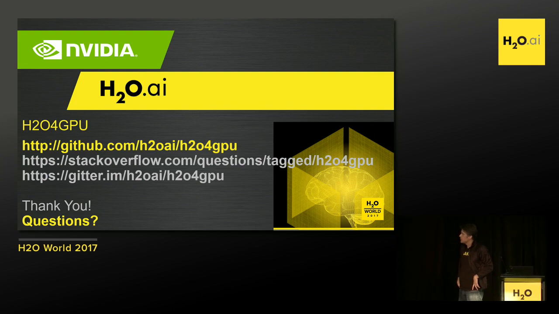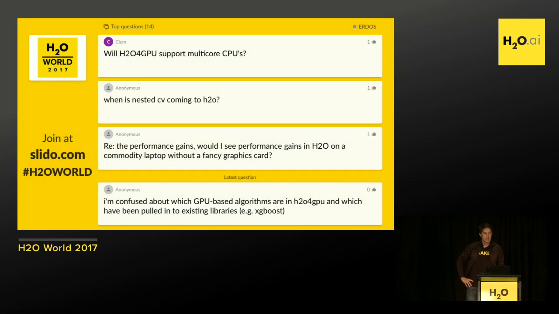Well, H2O4GPU supports multi-core CPUs. Yes, it uses scikit-learn by default, and most of those algorithms don't support multi-core. We do have some algorithms that are both GPU and CPU on our side, and that's a very good point. We're looking into supporting more of the CPU side as well, but our main focus is on GPUs because of the massive performance gains that you can get. But yes, that's something we'll come back to as we move along.